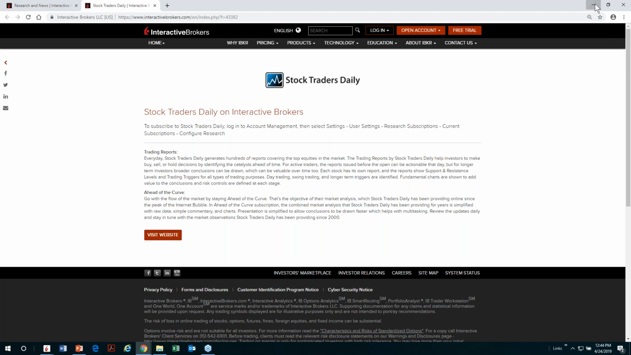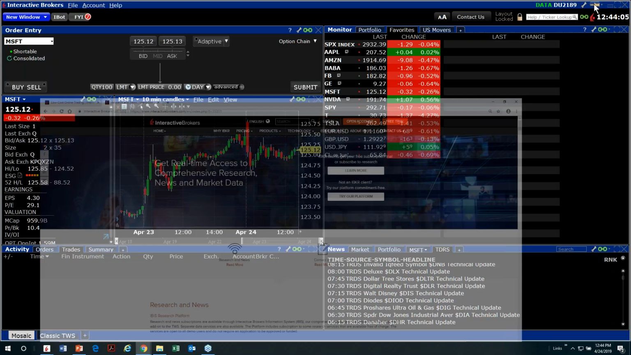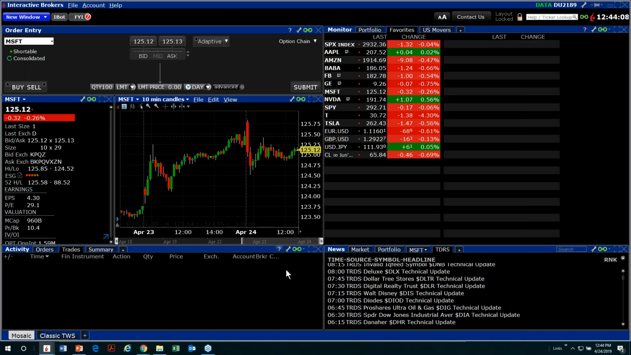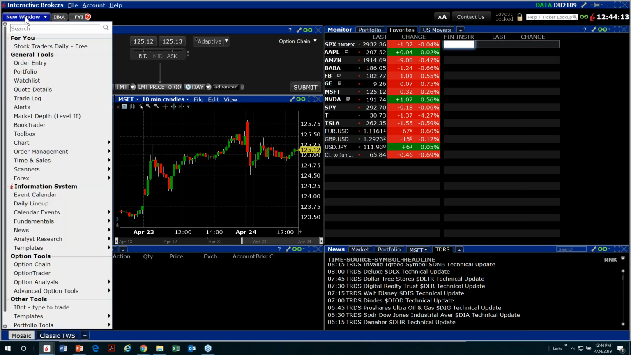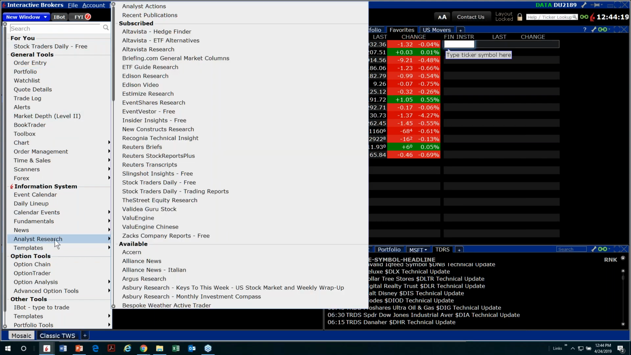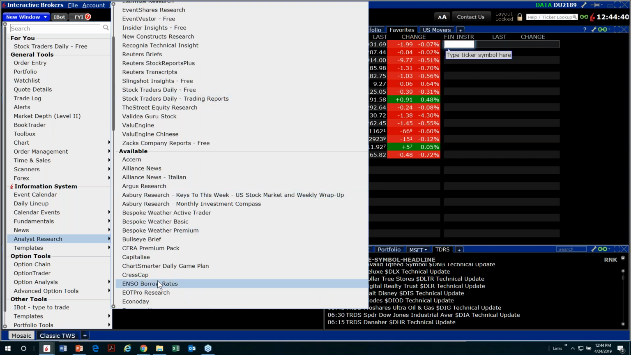Now, in addition to that, I'm simply going to minimize these windows here, and let's get into the Trader Workstation. Within TWS, you can access Stock Trader Daily reports. Notice here, underneath the New Window button, there's Analyst Research that's available. Now, when you do subscribe, first of all, there is a free daily report that's available in TWS, and then there's also trading reports that are available by subscription. If you've not yet subscribed, notice here that Stock Trader Daily trading reports will appear down below.